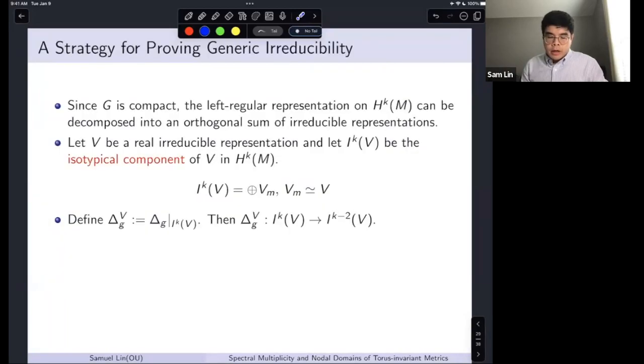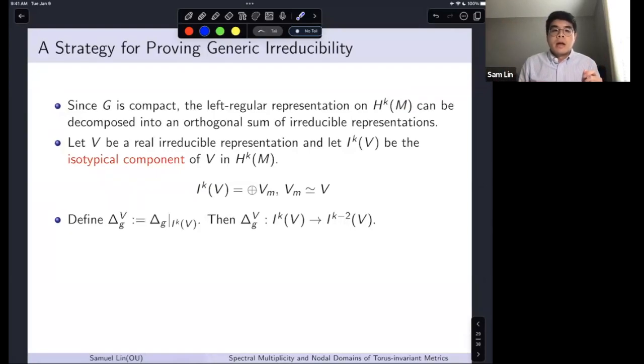Okay, for the remaining time, I'd like to give you a strategy for proving generic irreducibility. That means I want to give you a strategy of proving that for a generic torus-invariant metric, each eigenspace is an irreducible representation. So suppose that we have a compact Lie group G acting on M. Then we have a regular representation on H^k(M), the Sobolev space, where k is the regularity. Because G is compact, we can decompose H^k(M) into an orthogonal sum of irreducible representations.